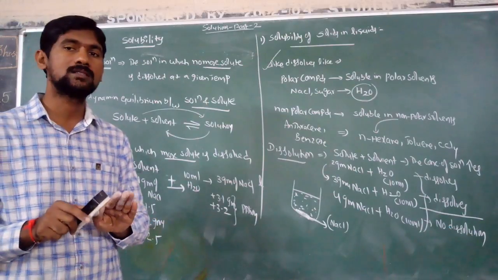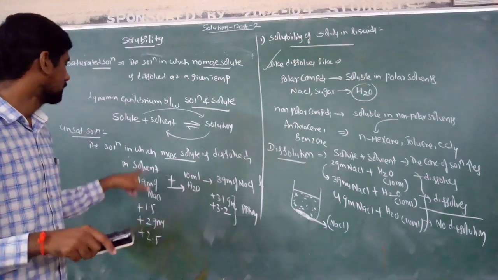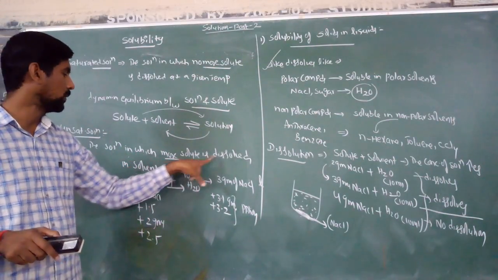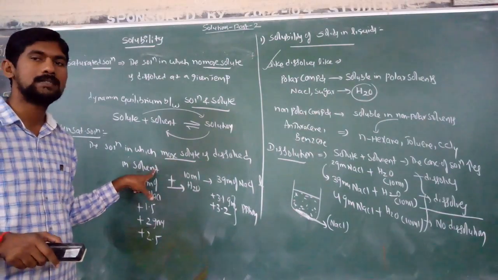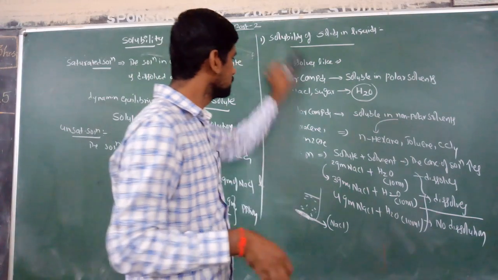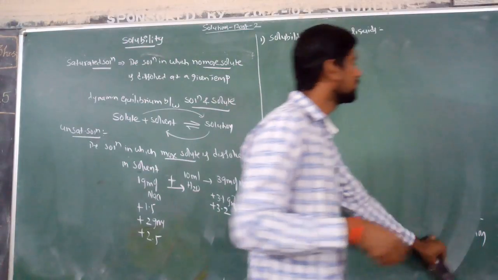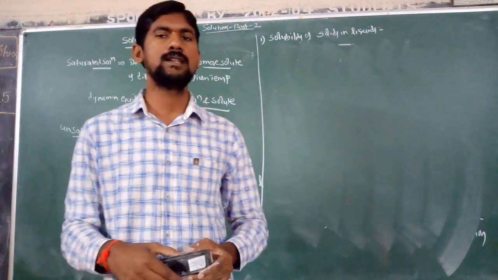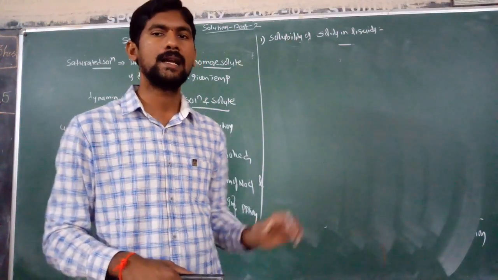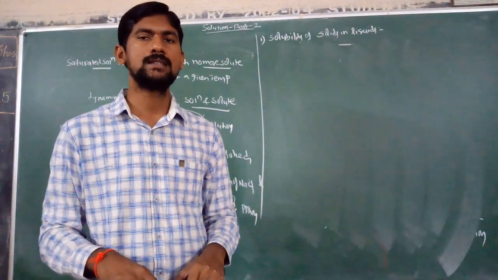The solute amount is not sufficient for the given amount of the solvent. So what is the unsaturated solution? The solution in which more solute can be dissolved in the solvent is known as an unsaturated solution. So this is the first factor influencing the solubility of solids in liquids, that is nature of solute and nature of solvent.